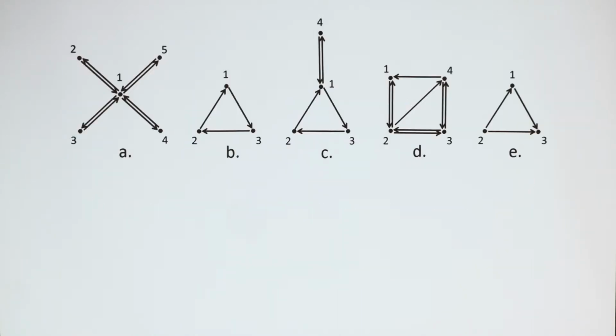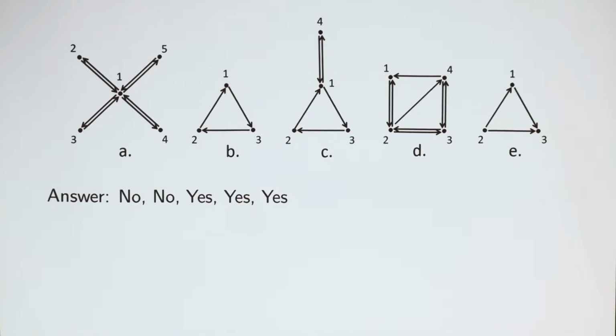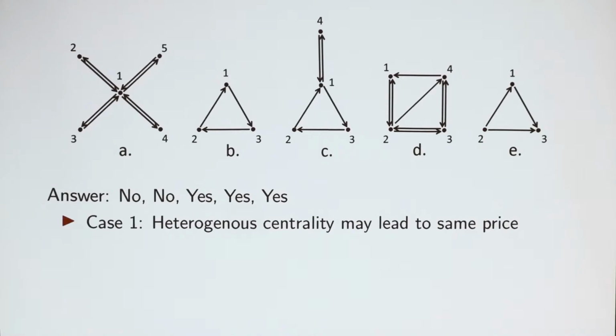Let's look at more examples. For the sake of time, I will simply tell you the answer of whether there's value of price discrimination. The answer is no, no, yes, yes, yes. So we can see that the first figure is a symmetric graph, and in the previous literature, other people have shown that symmetry is a sufficient condition for no value of price discrimination. However, here customer 1, as compared to the rest of the customers in the network, has a different centrality. So this example tells us that heterogeneous centrality may lead to the same price.